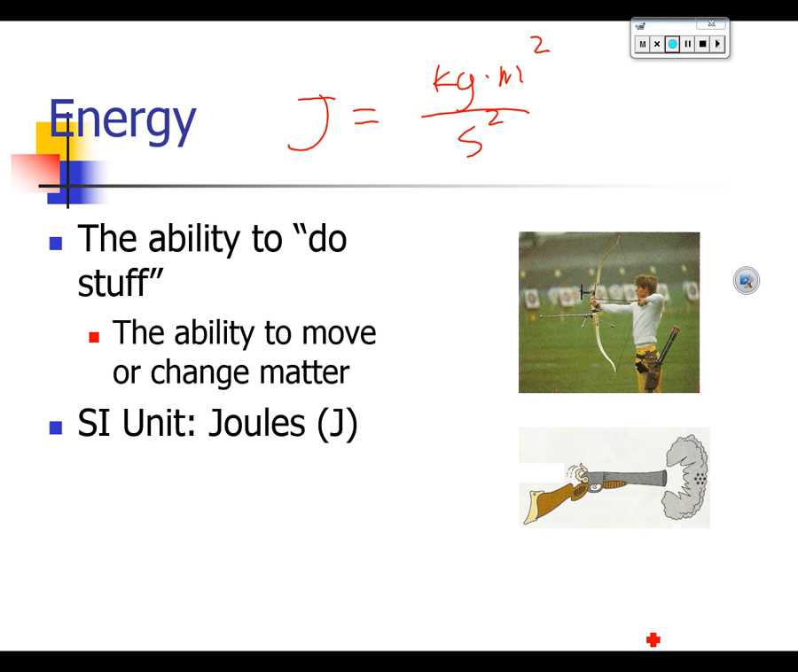Now, that may not make much sense to you at all. It probably doesn't, okay? But that's the combination of base units that come together to give us what energy is, this ability to move or change matter. If you don't understand it now, don't worry, we'll get to it later on. Good there? All right. Like I said, that's how energy is similar, but there are things that make them very different. So let's talk about those things.